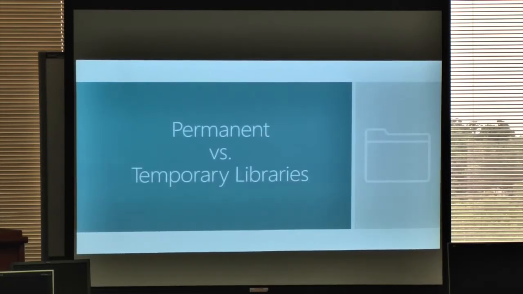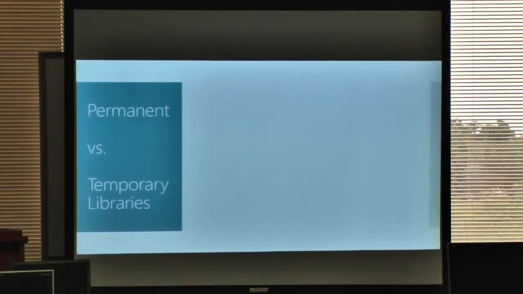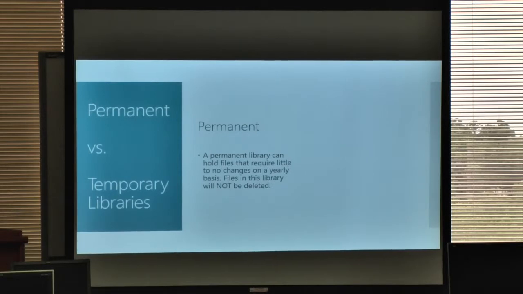So first, I'm going to talk about the differences between a permanent and a temporary library. All right, so first, a permanent library is a library that we want you guys to put files that require little to no changes on a yearly basis. And any files that you put on that library will not be deleted. Now, if you look at your site on the left-hand side, on the left navigation, the permanent library is going to be the one that says school images and school documents.